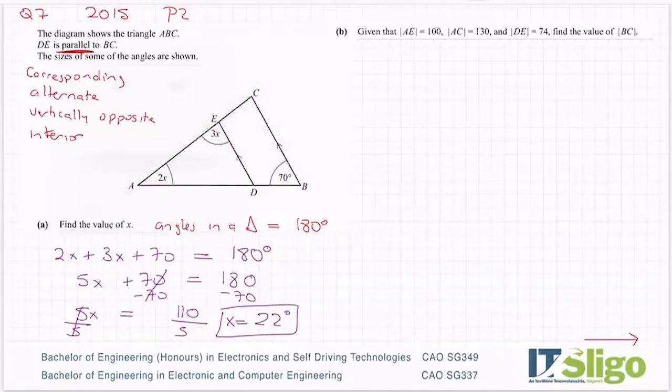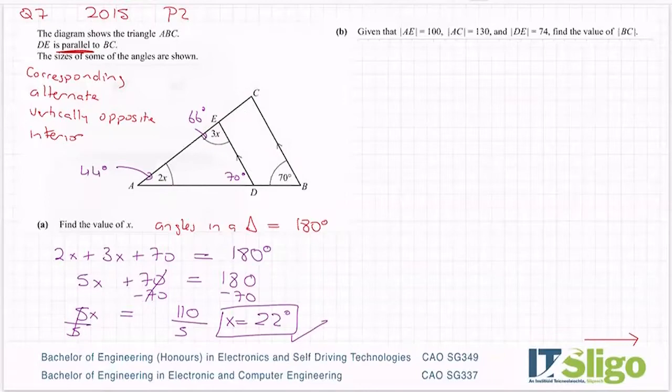Well, it means this angle here is 44 degrees. It's 2 times 22. This one here is 66 degrees. And we know this one here is 70 degrees. 66, 70, 44: they add up to 180 degrees. Okay, so yeah, 22 looks good.